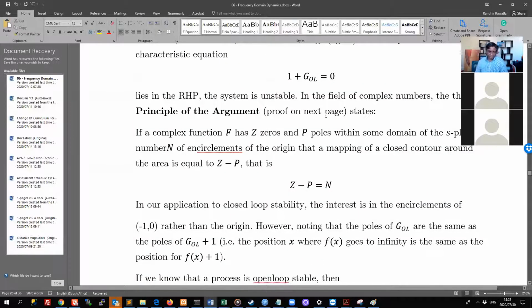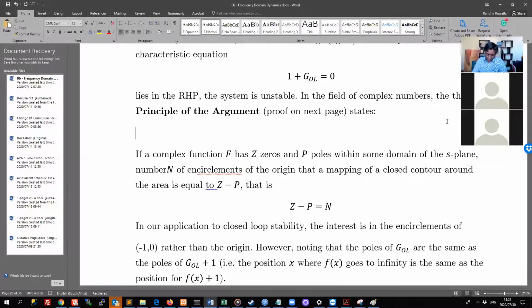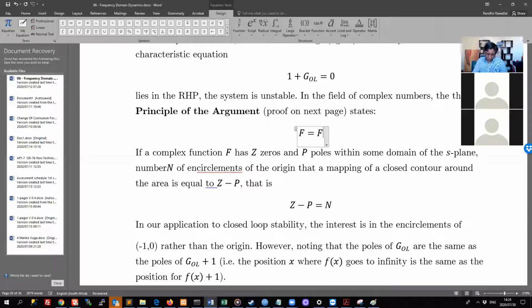So this is saying that if you have some complex function with z zeros and p poles, so let's say you have some region. So imagine the complex plane, and we're actually going to imagine 2 complex planes. So imagine that there's an S plane and an F plane. So as you move around in S, F is going to do something, right? So we have some complex function. So we've got a function F equals F of S.